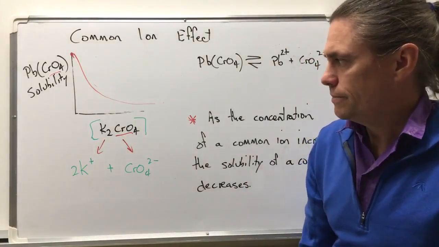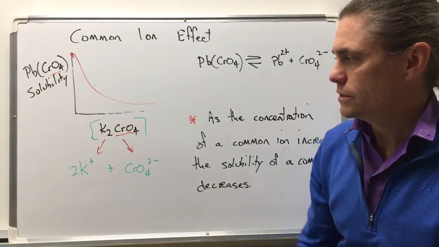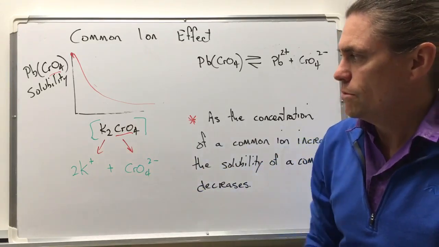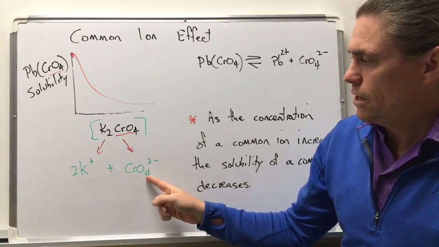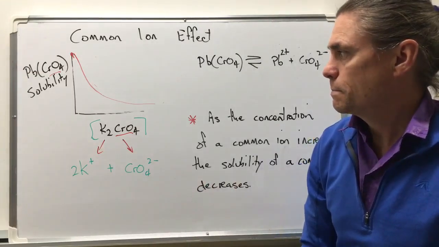But why does this occur? Well, if we take our compound down here, we split it into its component ions. So we have potassium and our chromate. We notice that we have a common ion of chromate with our lead chromate, which is what we're looking at.